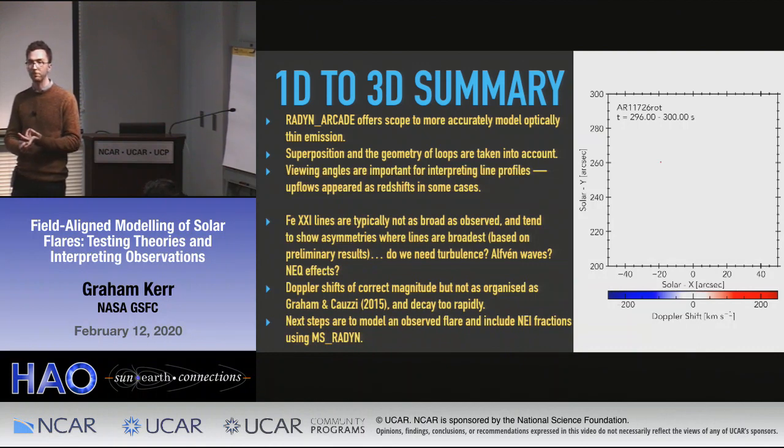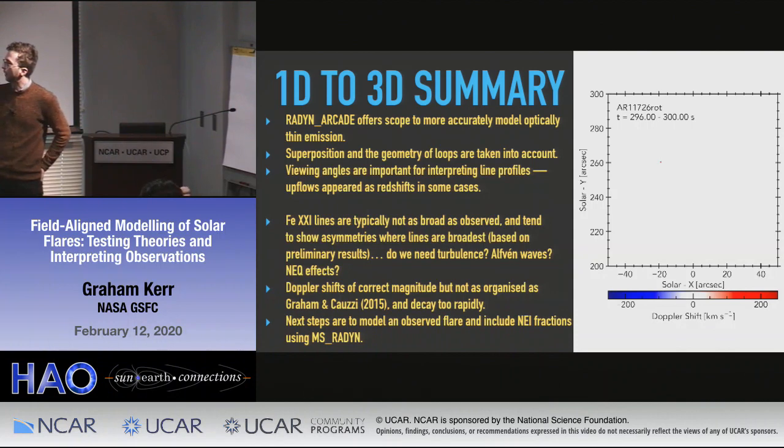So we need to go back and think about why we are missing these. Why do we not have long duration flows? And also, we get broad lines but asymmetric lines, so what are we missing to keep these lines symmetric? Is it some sort of turbulence? Do we need Alfvénic waves? Is it non-equilibrium effects?